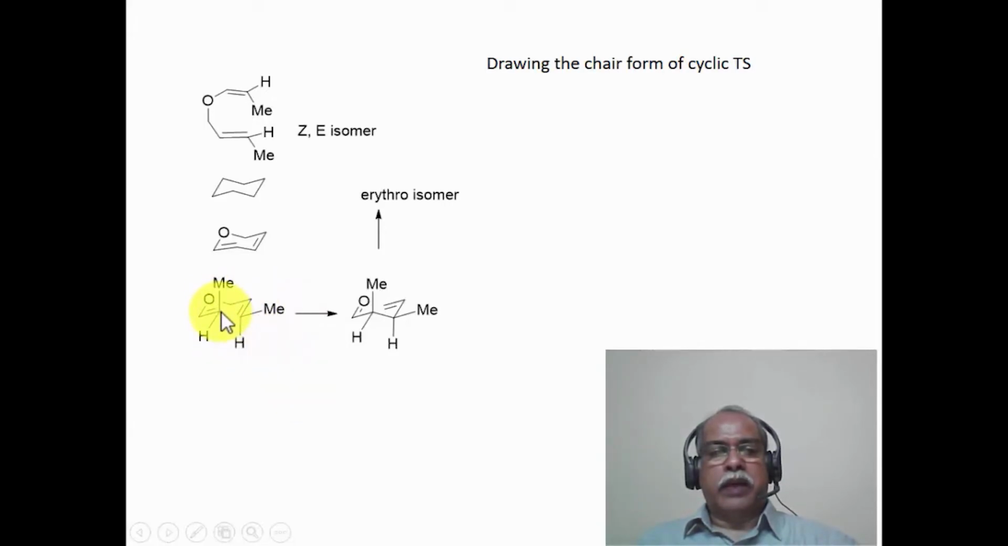Now if you do the rearrangement by connecting these two bonds, you clearly see that the erythro isomer is formed, because these two hydrogens are syn with respect to each other, and the methyl groups are also syn with respect to each other. So this is a convenient way to learn to draw the chair form of cyclohexane and convert it into either the Cope system or the Claisen system. If you introduce an oxygen in the ring, then it will be a Claisen system. If we don't introduce an oxygen in the ring, then it will be a Cope system, which was considered in the earlier module as we were discussing the Cope rearrangement at that time.